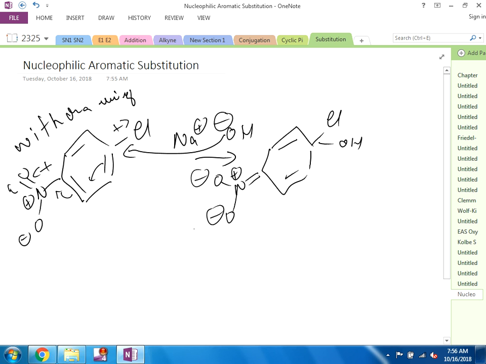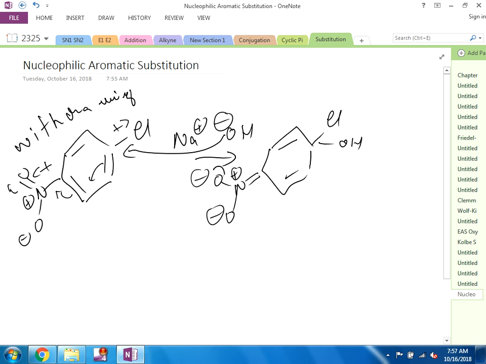After addition, now we're going to do elimination, right? Which is a better leaving group, the chloride or hydroxide? Chloride, right? Because HCl is a stronger acid than water, and therefore it has a weaker hydrogen chlorine bond. It also has a weaker carbon chlorine bond, okay?